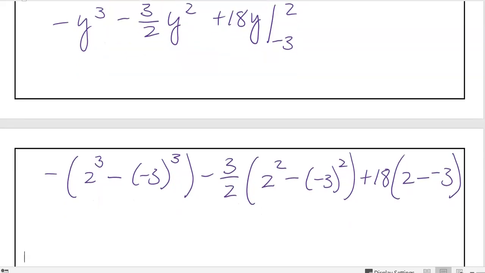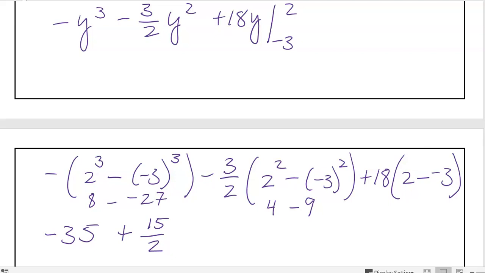Once I do the arithmetic, this should lead me to have 8 minus a -27, since a negative cubed remains negative. A double negative makes it plus, and that will give me 35, but the negative on the outside results in a -35. For the second term, I get a 4 minus, but in this case, the -3 is being squared, so I get 4 minus 9. That will give me a -5. The -5 times the -3/2 will result in a positive 15 divided by 2.